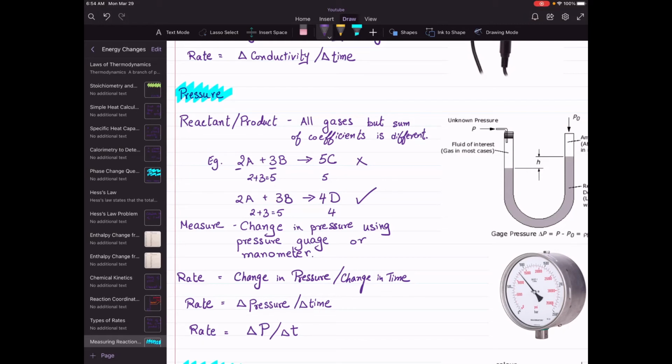And again, to figure out the rate, we are looking at the change in pressure over change in time, which is delta P over delta T. And that will tell us how fast the reaction is taking place. For these kind of reactions in which all of them are gases, but the stoichiometric coefficients add up to different values on the reactants and the products side.